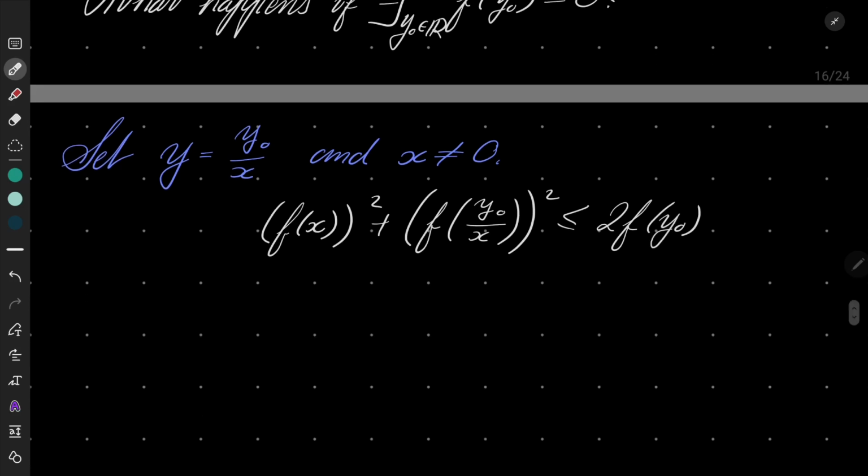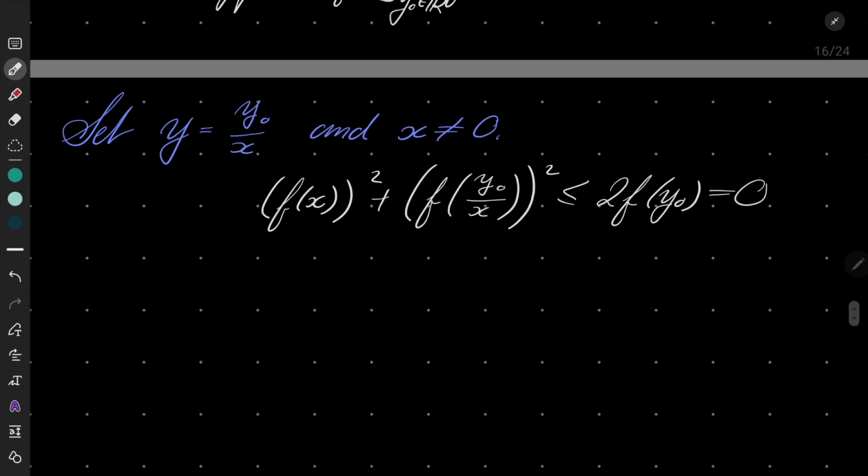And that, by our assumption, is 0. And look, here we have a sum of two squares, which is less than or equal to 0. That can only happen if f of x is 0 itself. x was arbitrary but non-zero. So for every x which is not 0, f of x equals 0.